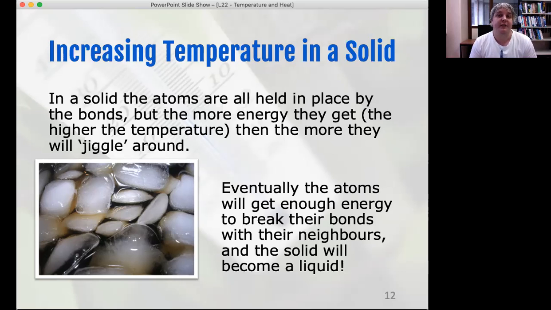So that makes perfect sense. If we heat up a solid, we give the atoms too much energy, then they will break those bonds and they will flow around and become a liquid. And we're all familiar with that, the idea of melting a solid.